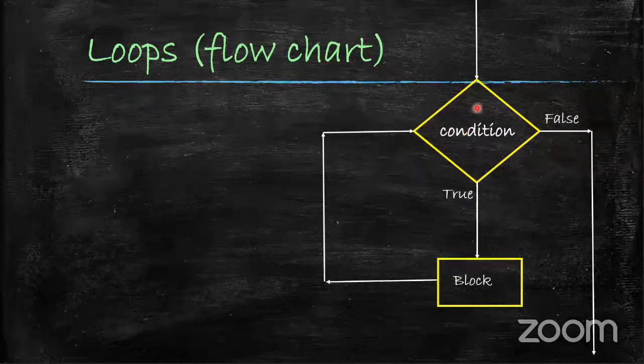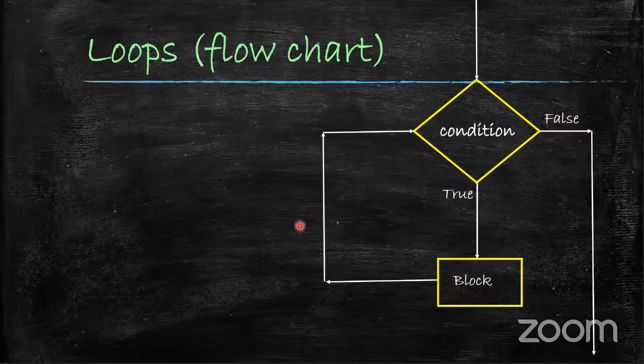So if the condition is true, it will go and execute a block of statements. And again, it will come to the condition. Again, the condition is true, again it will go and run the block of statements. Again it will go to the condition, and the block of statements is repeated as long as the condition is true. As soon as the condition becomes false, the program will come outside and go to the next part of the program. Is that clear? Yes, sir. So how many times will this block be repeated? That number of times till the condition is true. Okay.